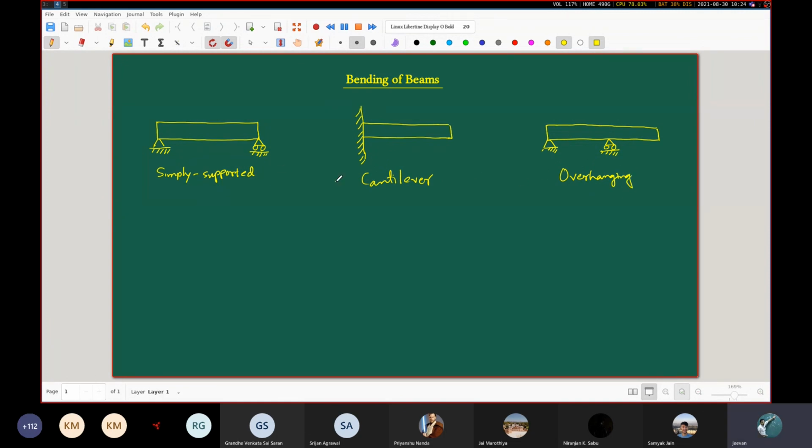Right, so all of these three examples fall under the category of statically determinate beams. However, you can have examples of statically indeterminate beams also. For instance, you take this example itself.